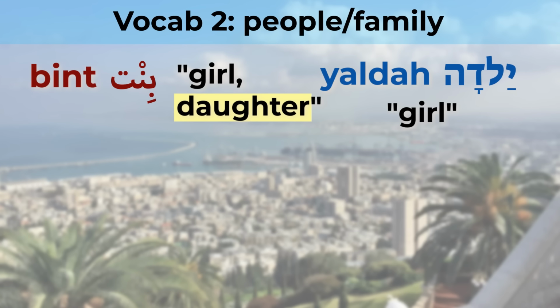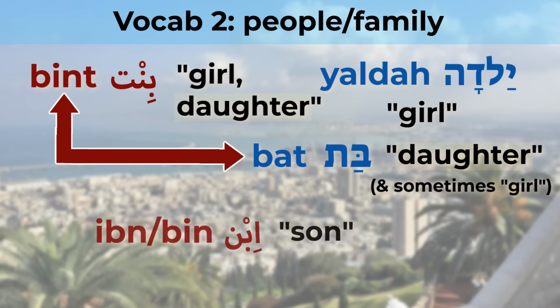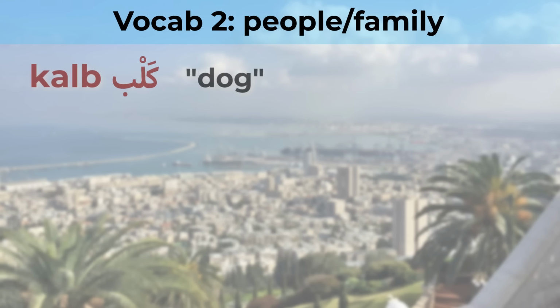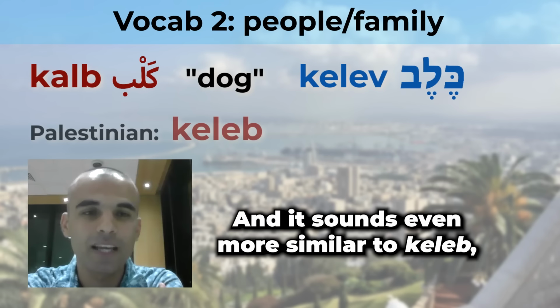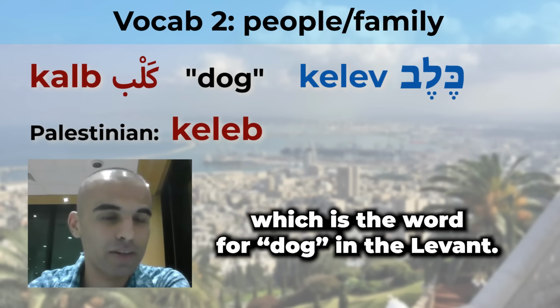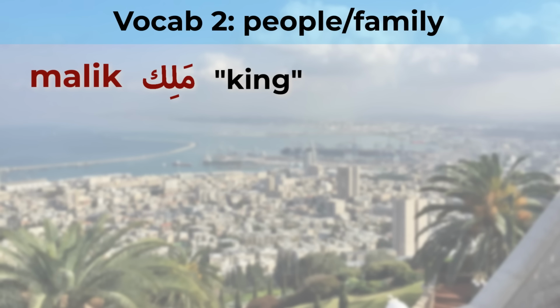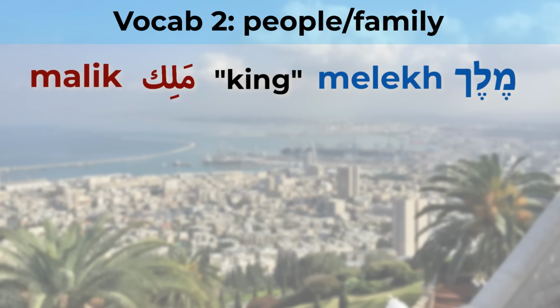Bint means girl but also daughter, and is a cognate with the Hebrew word bat, which sometimes means girl but usually means daughter. The word for son in Arabic is ibn, or bin. In Hebrew, the word for son is ben. The word for dog in Arabic is kalb, while in Hebrew it's kelev. And it sounds even more similar to kelib, which is the word for dog in the Levant, or at least in Palestine. The word for king in Arabic is melik, while in Hebrew it's melech.